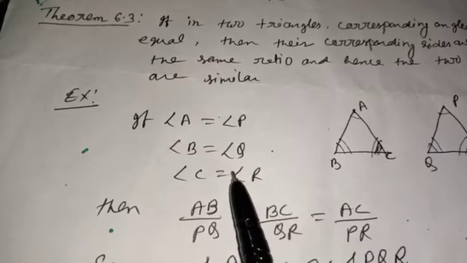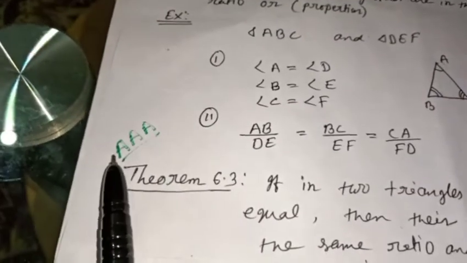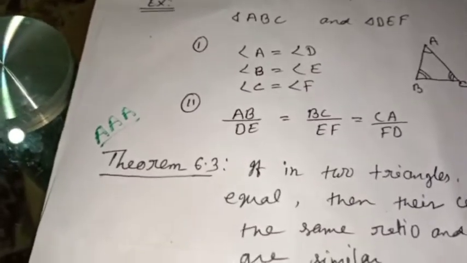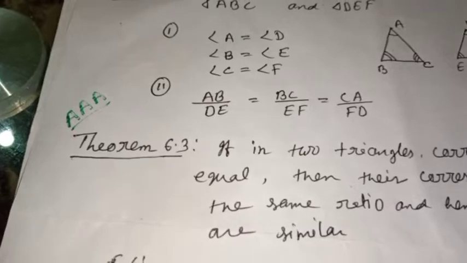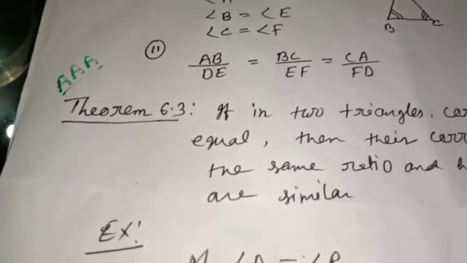and this theorem is called AAA, means angle angle angle. Why? Because if all the three corresponding angles are equal, then you are getting what? Ultimately, in shortcut, you can say that in two triangles, if the angles are equal, then you can say that this is similar. Because if the angles are equal, then you are getting corresponding sides in the same ratio.